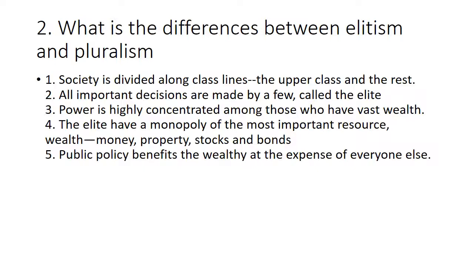So the first thing is that society is divided along class lines, the upper class and then everybody else. Secondly, all important decisions are made by a few, by the elite. This is where conspiracy theories really come in. People who believe in elitism believe that elites make decisions. So you've got a small group of people, the economic elite, and they have all the power and they make the decisions.